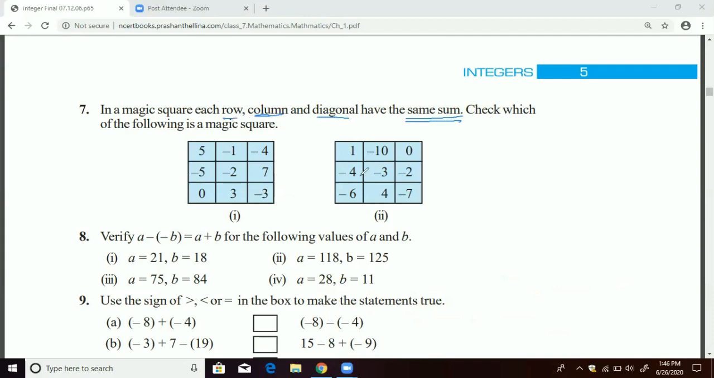Two squares are given. Among these two squares, which is the magic square? We have to find the sum of all diagonals, rows and columns, and calculate all the sums.